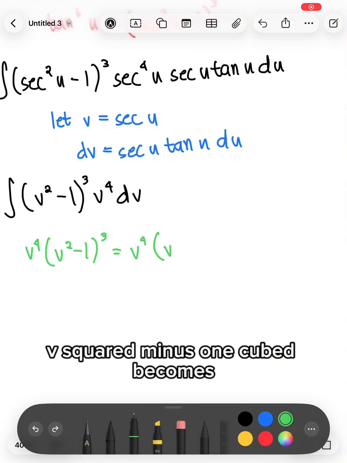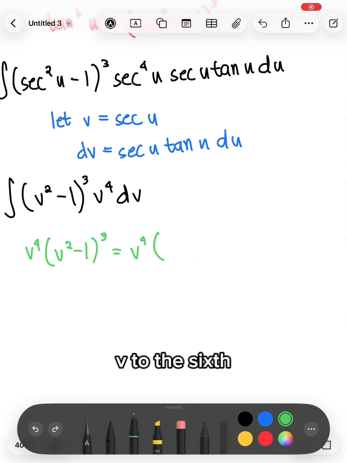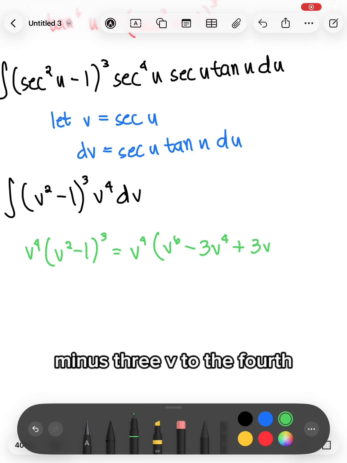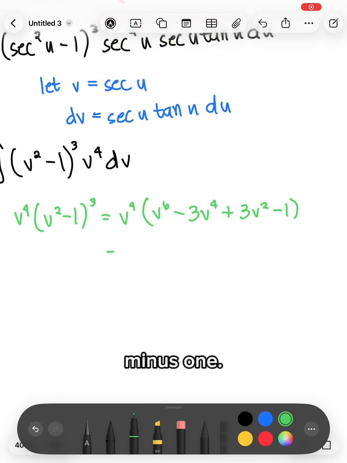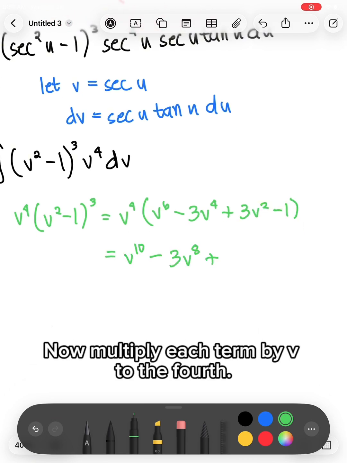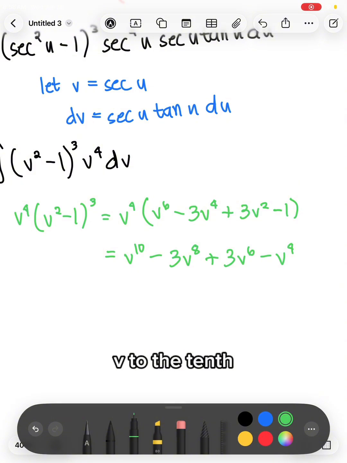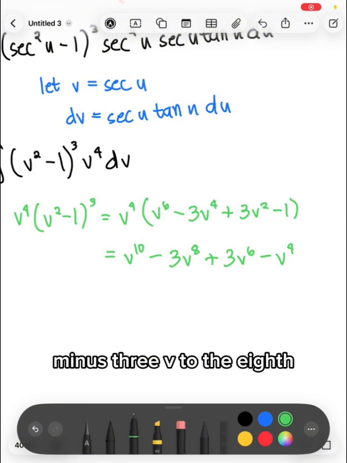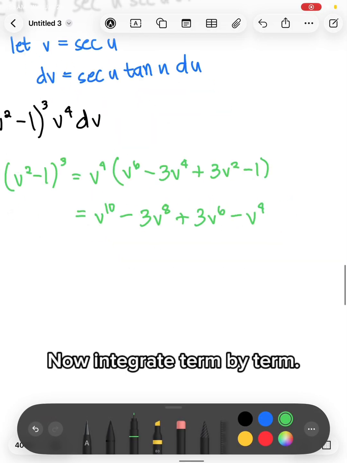(v squared minus 1) cubed becomes v to the 6th minus 3v to the 4th plus 3v squared minus 1. Now multiply each term by v to the 4th. This gives v to the 10th minus 3v to the 8th plus 3v to the 6th minus v to the 4th. Now integrate term by term.